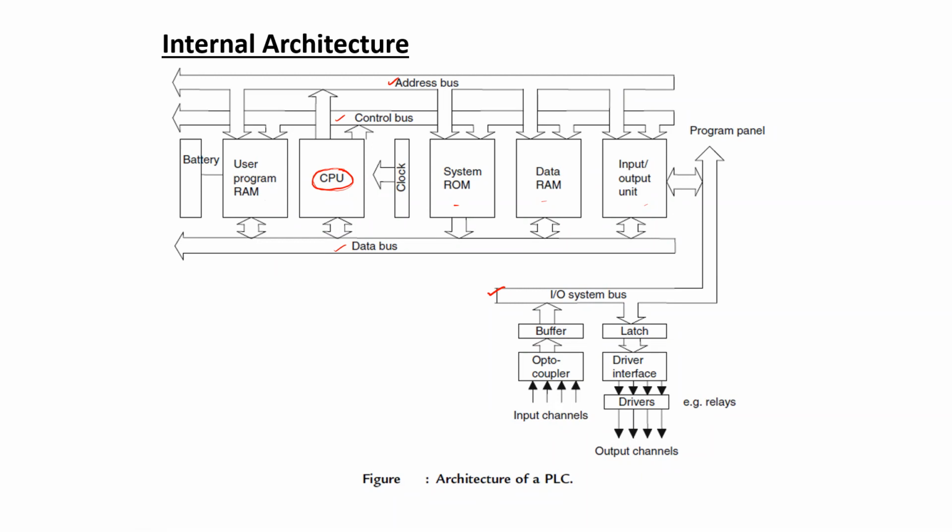Now, depending upon which signal is getting transferred, the different buses are named according to their function. So the purpose of the input-output system bus is to transfer the input data or the output data between the input-output units and the inputs or outputs connected with the PLC.